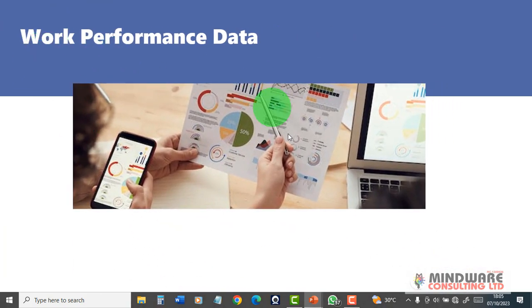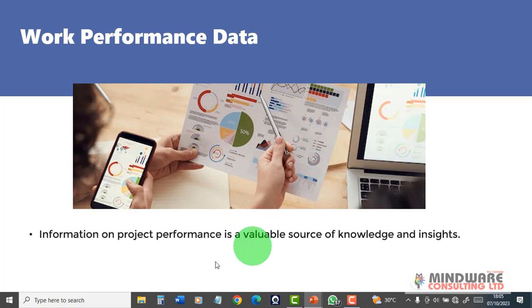Second, we have work performance data. Information on project performance is a valuable source of knowledge and insight. So every work that is going on the project is very, very valuable, not only for the next phase or the next step or the next section or sequence of the project, but also for subsequent projects, right? So it is very, very important to capture all this information and have them stored.